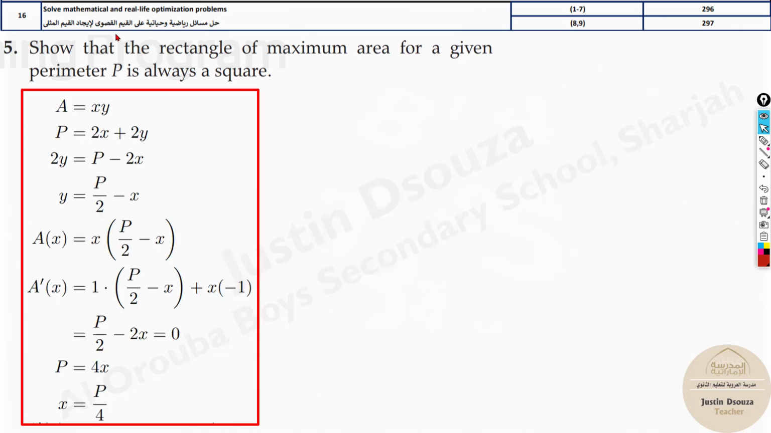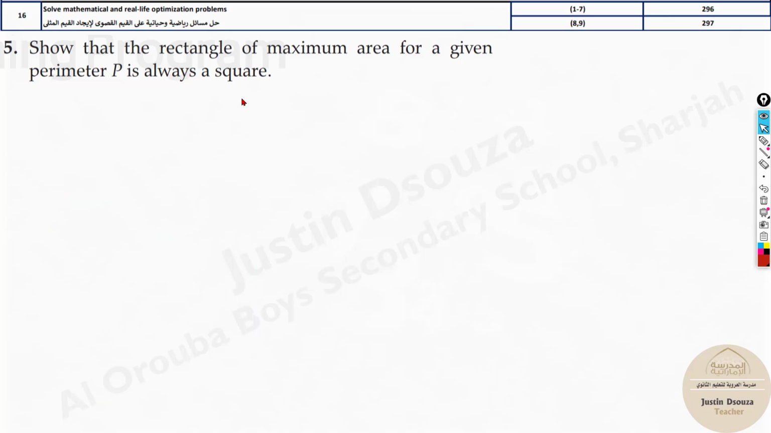Now show that the rectangle of maximum area for a given perimeter P is always a square. Now this is again a simple problem. Let me write it and solve it up, because over here there is no area, no perimeter. This is a different type.